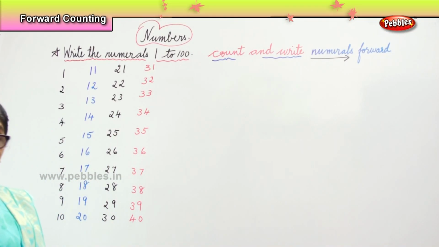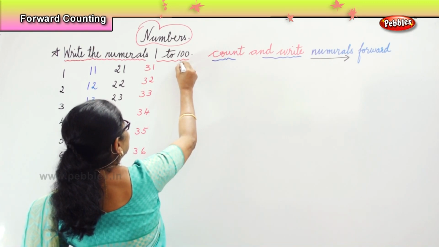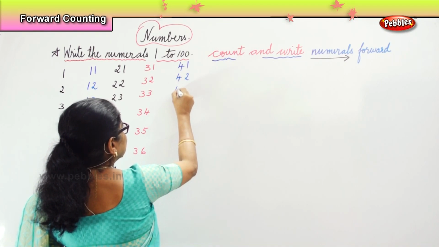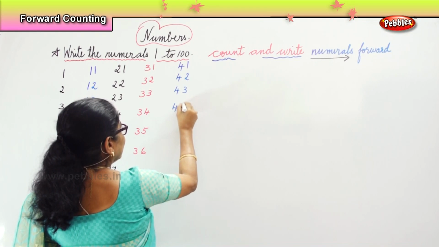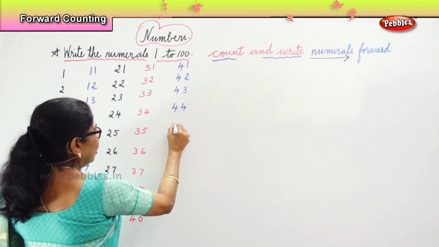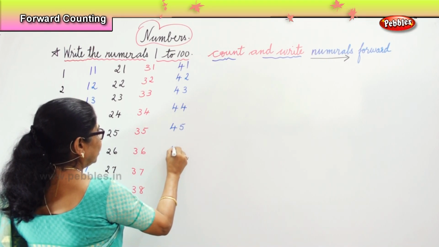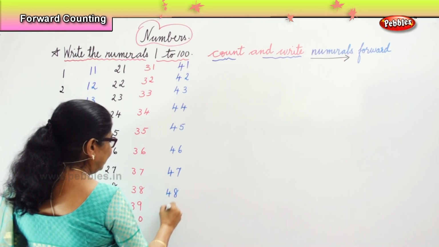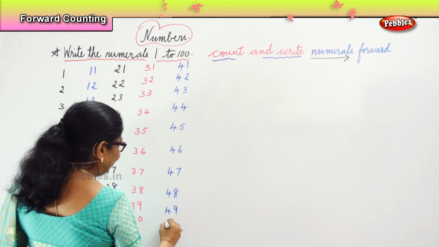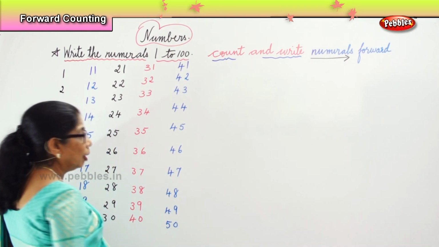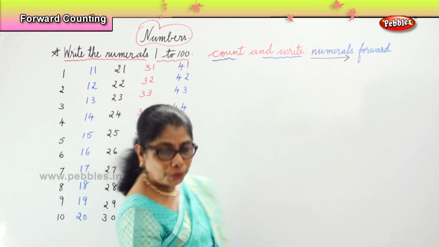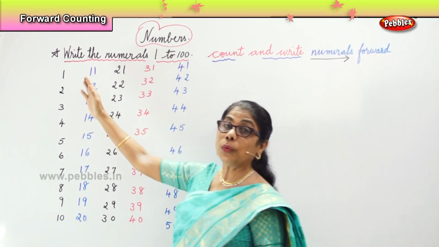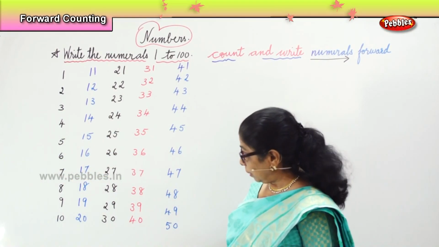Fantastic. Continue, add on 1, 41. Next is 41, good. 42, 43, 44, excellent, go on. 45, 46, good. 47, 48, 49, and we counted and we wrote forward numbers 1 to 50. Very easy. We are counting, we are writing numbers forward, and we went on up to 50.